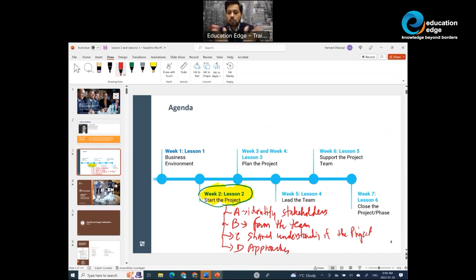PMI said, let's just give some kind of space to approaches because it's critical as PMI is slowly leaning towards more adaptive approaches. So we'll be taking a look at these four topics. Now, from exam standpoint, folks, identify stakeholders is extremely important. You must focus on this topic. And building shared understanding of the project.